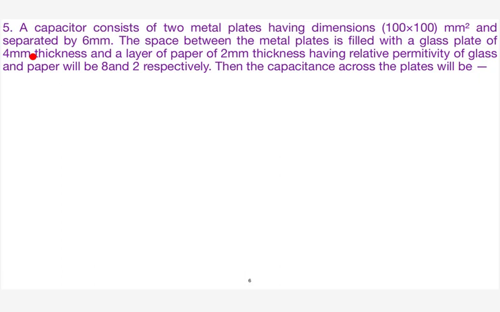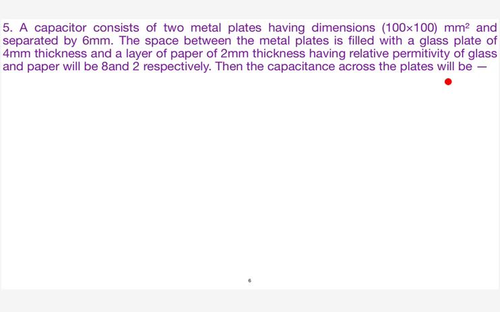So this is the next question. Read the question carefully. The capacitor consists of metallic plates having dimensions of 100 by 100 mm square and separated by 6 mm. The space between the metal plates is filled with a glass plate of 4 mm thickness and a layer of paper of 2 mm thickness, having relative permittivity 8 and 2 respectively. Then find the equivalent capacitance between the plates.